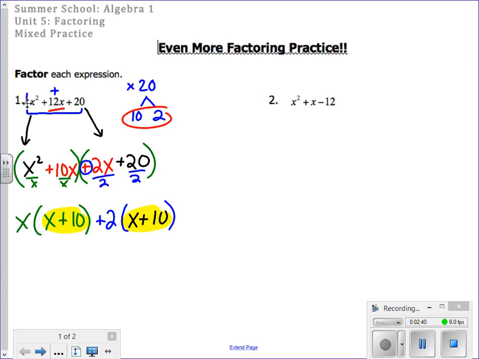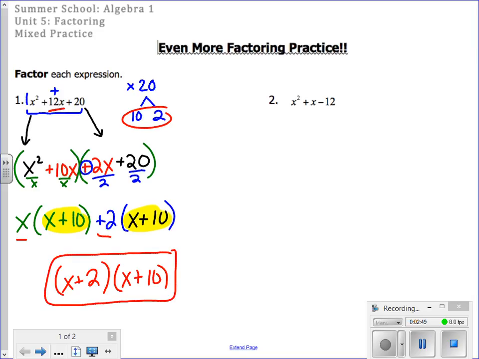So I can end up writing my final factored form by taking this x and 2 in one factor and x plus 10 as another factor. And that is the final factored form.